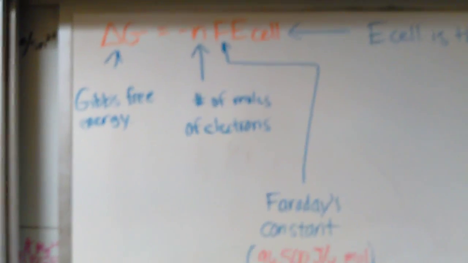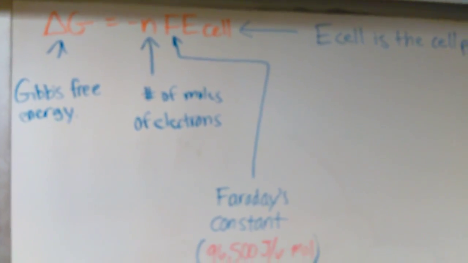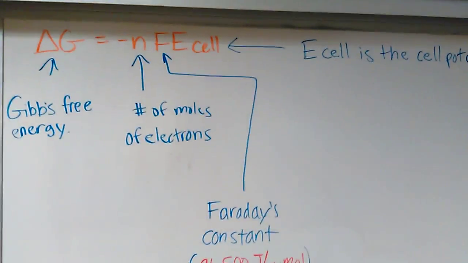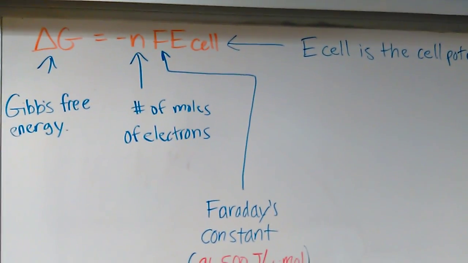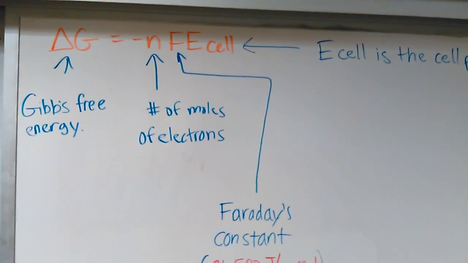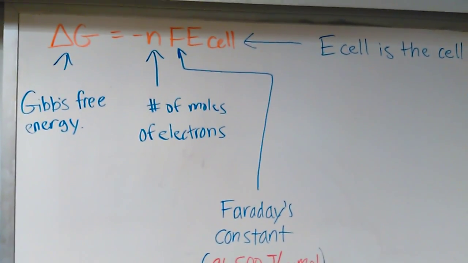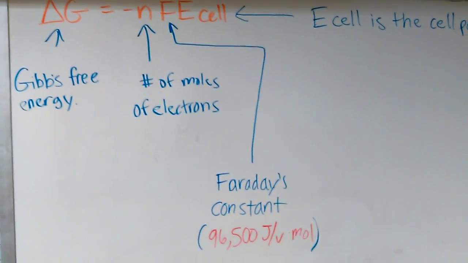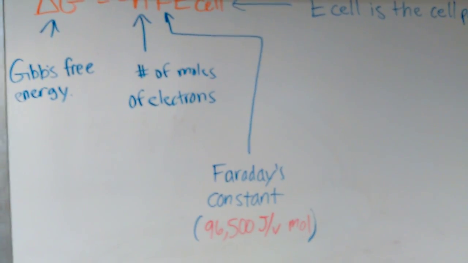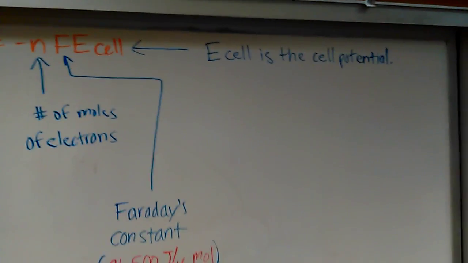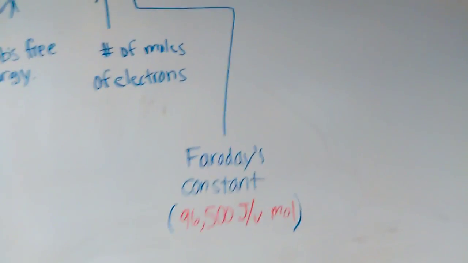And then lastly, delta G, or Gibbs free energy. The formula equals negative N F E cell, where delta G is Gibbs free energy, N is the number of moles of electrons, F is Faraday's constant, which is 96,500 joules per volt-mole, and E cell is the cell potential. Okay?